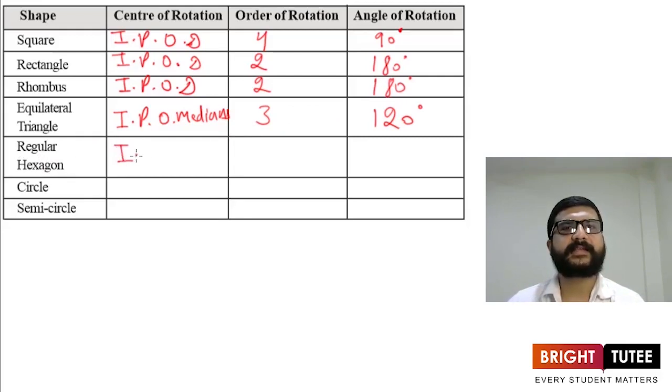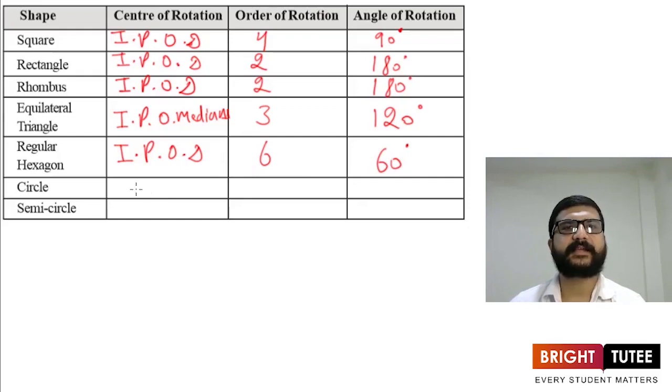Now the next one is regular hexagon. So here the center of rotation is IPOD again. IPOD means intersecting point of diagonals. Now what about order of rotational symmetry? Order of rotational symmetry means when we rotate any regular hexagon by 360 degrees, at how many positions are we getting the same hexagon back again? There will be 6 positions and the angle of rotation will be 360 upon 6, that is 60 degrees.